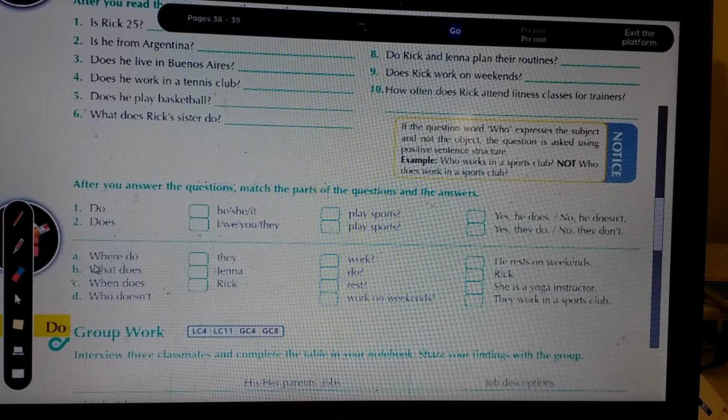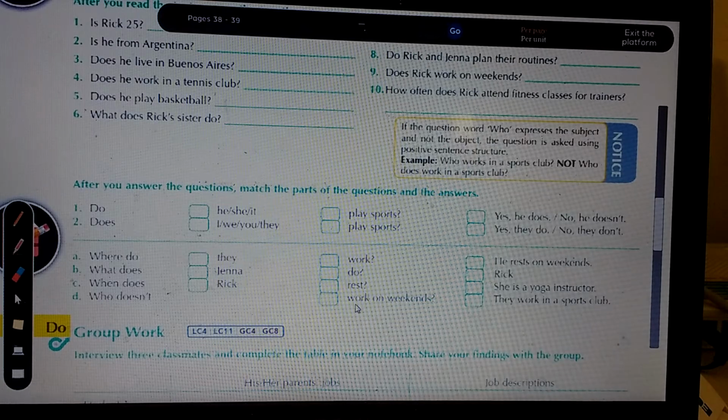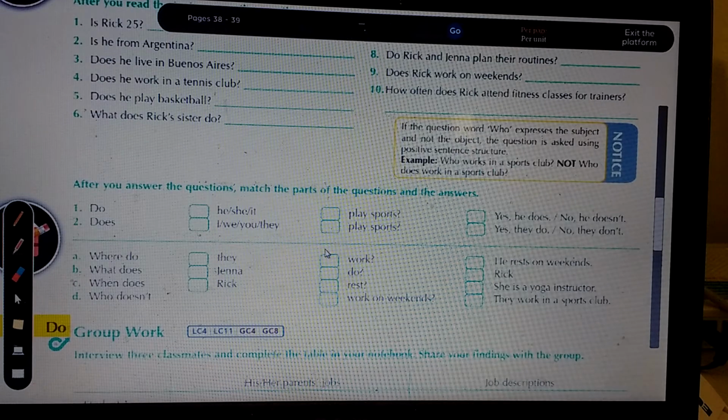For example, where do they, what is that? Lina and Rick. So, do, this auxiliary verb can be used with they. So, where do they, this is letter A. Where do they, and then we have different options. We can choose work, do, rest. Where do they, we can have work.